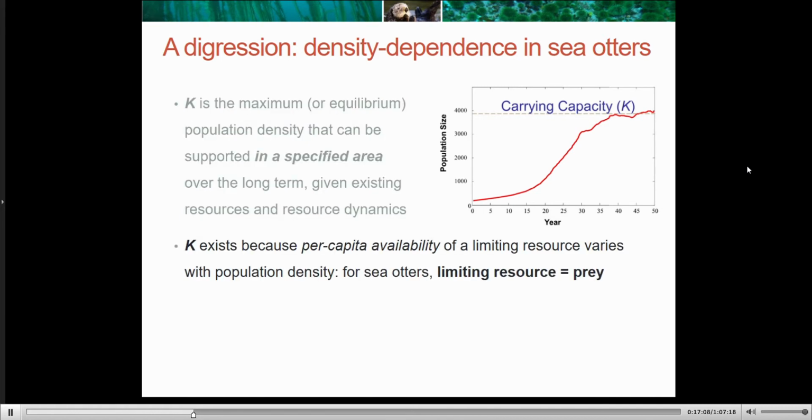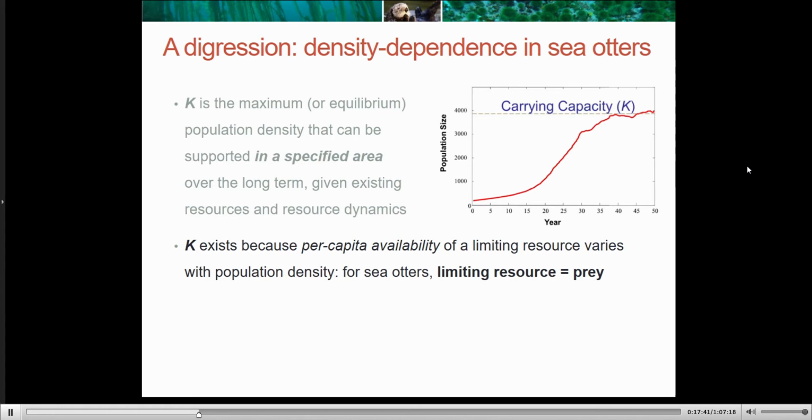So K exists, of course, because the per capita availability of some limiting resource varies with population density. For sea otters, that limiting resource is prey. Specifically, it's high energy preferred prey species. Sea otters have an incredibly high metabolic rate. Actually, it's the highest mass-specific metabolic rate measured for any mammal. And they have almost no body reserves, no fat reserves. So they basically have to maintain this really high level of prey consumption every day. They can't go for even a very short period without this high rate of energy gain. So that is their limiting resource.